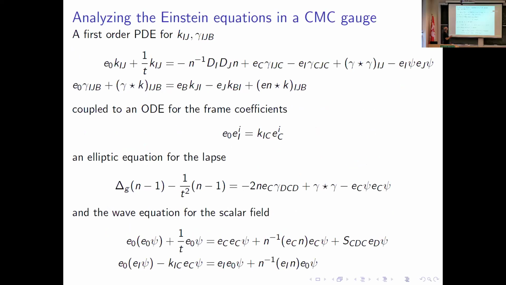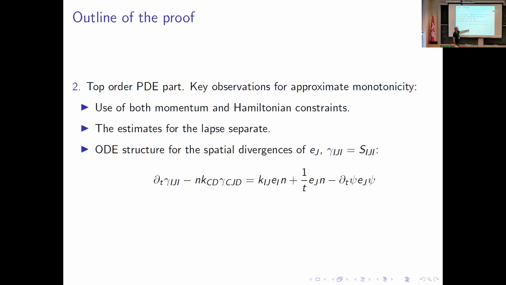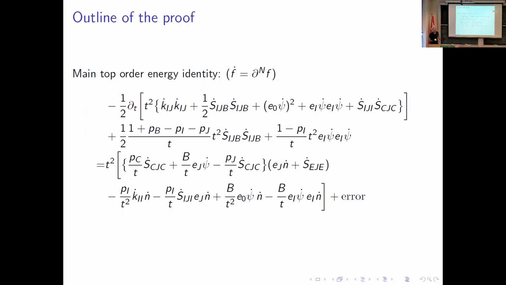So here, the equation for the connection coefficients has derivatives of k, right? But if you trace it and use the momentum constraint, this goes away, and you only have terms which are more regular. So if you commute with n derivatives, this is at the level of your energy. This means that in the main energy identity that you have for the rest of the variables, you can add a multiple of this, and you don't lose derivatives. So this is one key feature. Okay, and let me just glance through the cancellations.